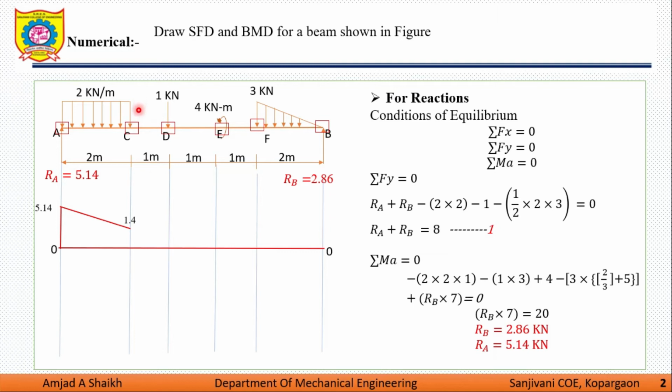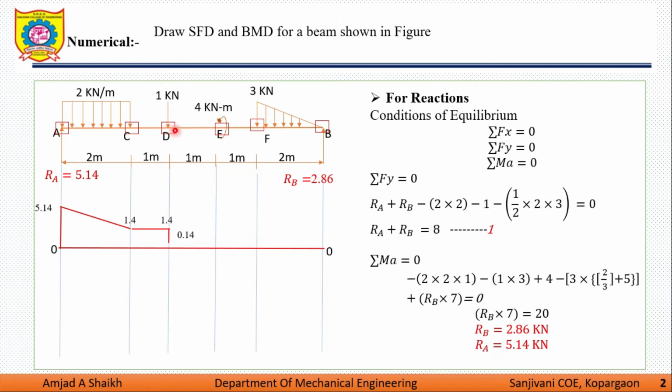After this, I move from point C to left of D. There is no load condition, so I get a constant shear force over here, that is 1.4. After that, I am moving from left of D to right of D. There's a decrease in shear force, 1.4 minus 1, that is 0.4.